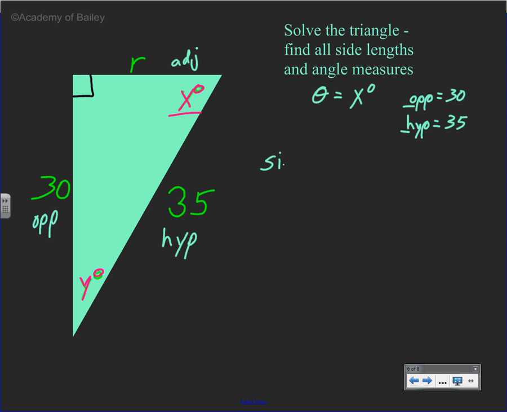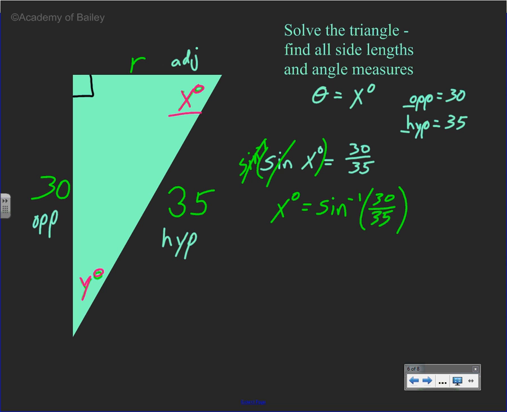Sine uses opposite and hypotenuse. So sine of x is equal to opposite over hypotenuse, which is 30 over 35. In order to get x by itself, take the sine inverse. So x is equal to sine inverse of both sides, 30 over 35. If you wanted, you could have reduced that by 5 and gotten 6 over 7. So x degrees is equal to sine inverse of 30 over 35.